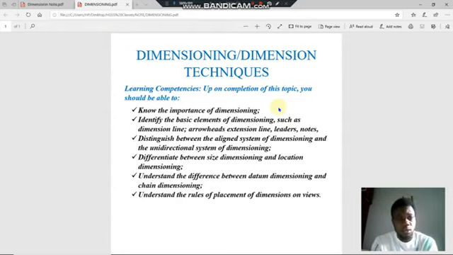Know the importance of dimensioning. Identify the basic elements of dimensioning, such as dimension line, arrowhead, extension line, etc. Distinguish between a aligned system of dimensioning and the unidirectional system of dimensioning. Differentiate between size dimension and location dimension. Understand the difference between the various types of dimensioning, and also understand the rules of placing dimensions on views. These are the learning objectives for this topic.